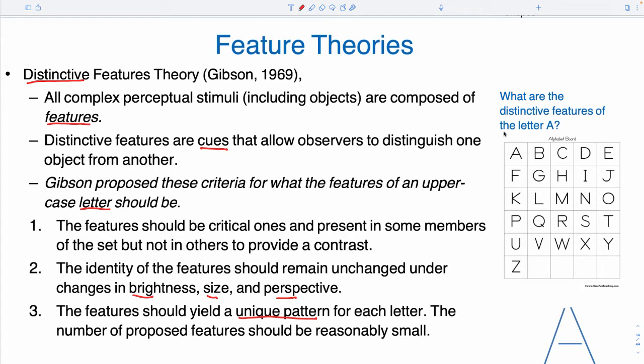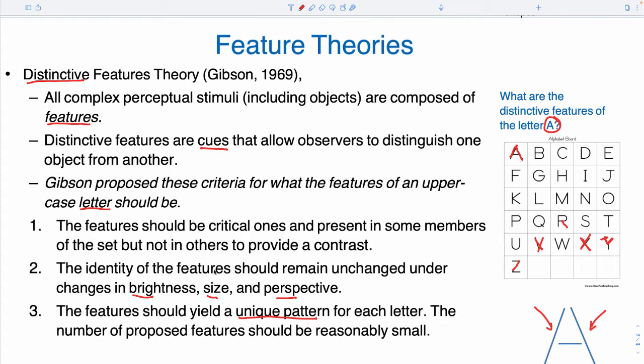So let's apply this to the letter A. So here we can see our letter A. The features should be critical ones and present in some members of the set but not in others. So we can see the angled lines in the A, which we see here, these diagonal lines. Yeah, we see these in some other letters as well. The R, the X, the Y, and the Z, and I won't do them all necessarily. But that's the idea, that the letter A shares these diagonal lines.